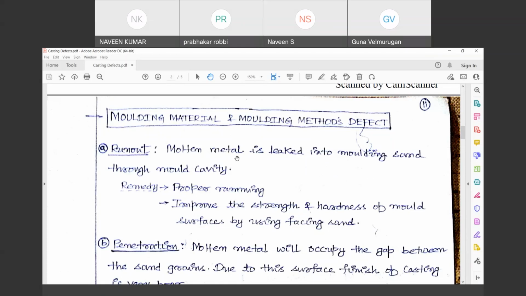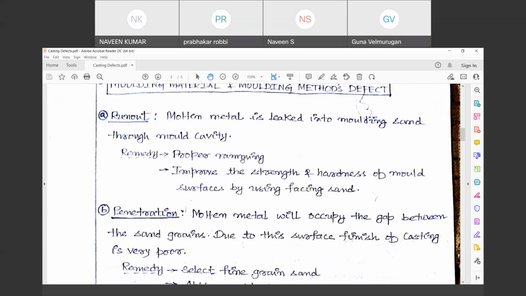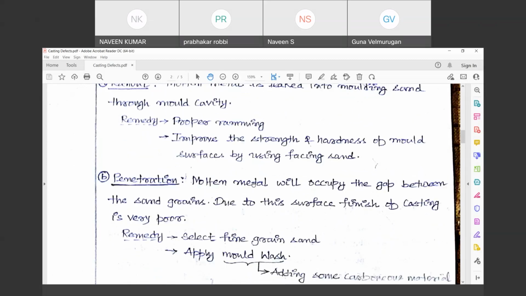Okay, so what is the remedy for that? The remedy is that you should ram properly so that there won't be any weakness on the molding wall. Or you can improve the strength and hardness of the mold surface by using facing sand. Facing sand is the sand that you sprinkle after complete ramming. Some carbonaceous materials are sprinkled so that a good surface finish is obtained. And this facing sand also improves the strength of the mold surface, where this run out will not happen. Fine.